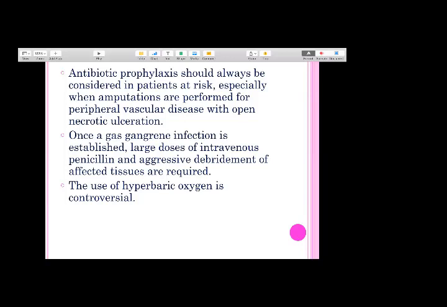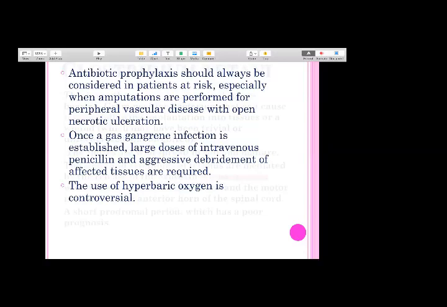What is beneficial is taking antibiotics prophylactically. That will considerably reduce the risk to the patient, but that's not enough. What else you need to do is give intravenous penicillin, and the important thing that goes with it is aggressive debridement of the tissue that is involved.